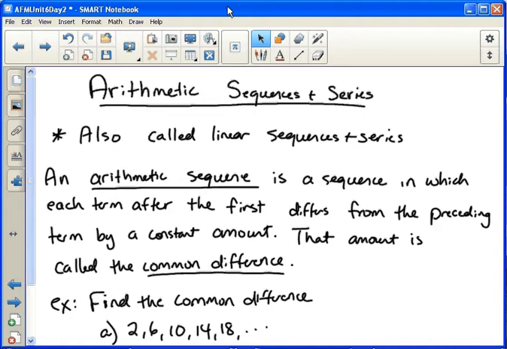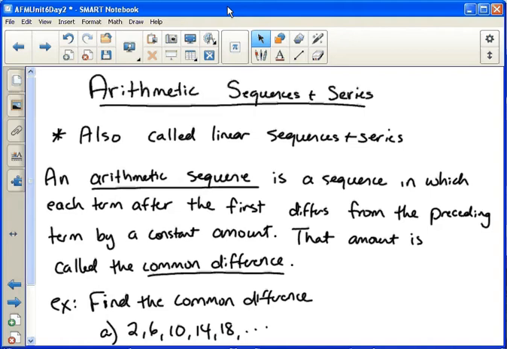The key to arithmetic sequences is that you are adding or subtracting the same number over and over again. So an example would be 2, 5, 8, 11, 14. There I'm just adding 3 every time. That's an example of an arithmetic sequence.